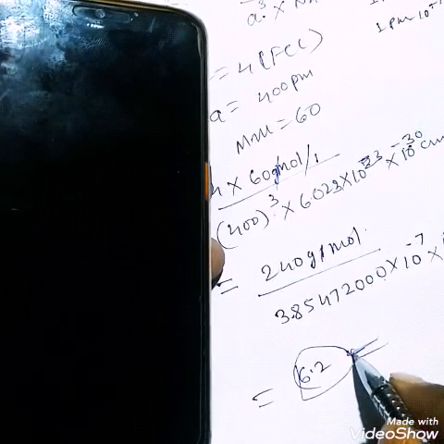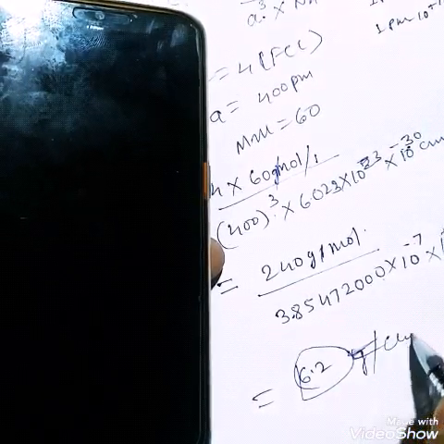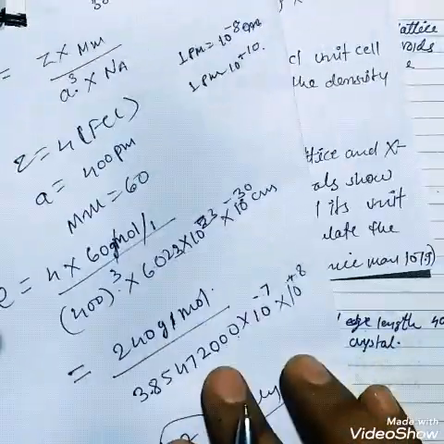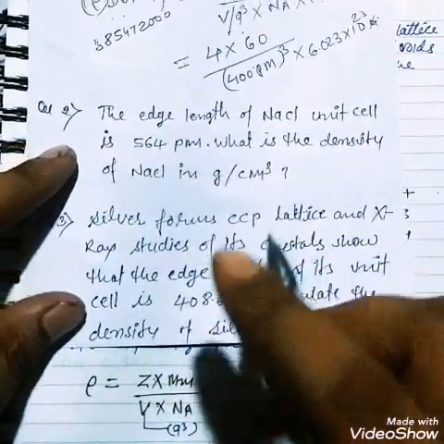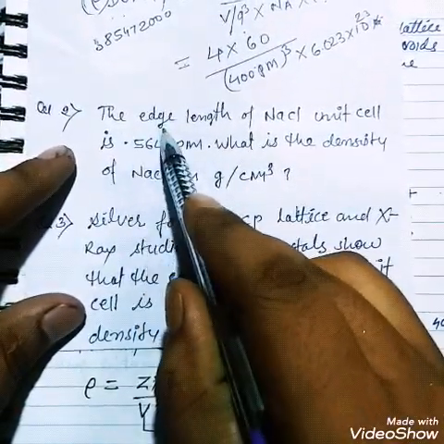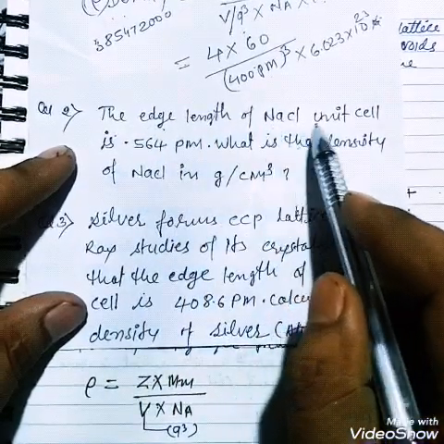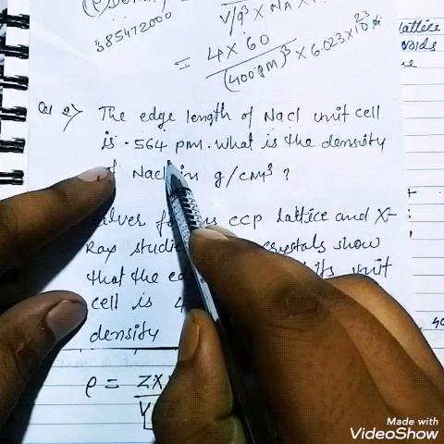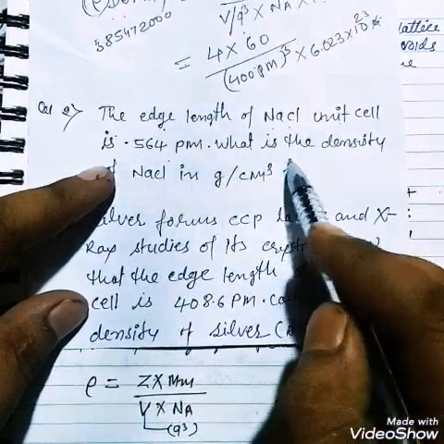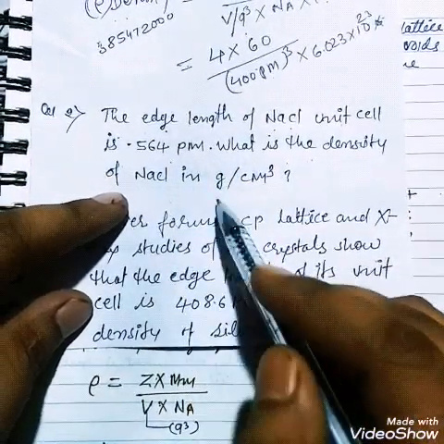Density is represented in gram per centimeter cube. So here it is very important, students. Next two questions, test yourself questions. The edge length of the NaCl unit cell is 465 pm. What is the density of NaCl? Very simple question.